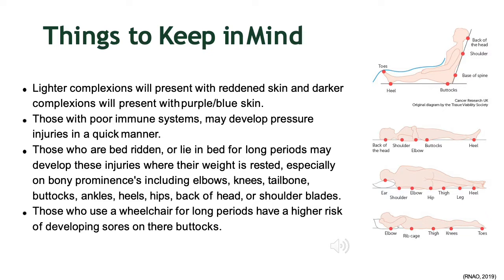Things to keep in mind about pressure ulcers. Lighter complexions will present with reddened skin, and darker complexions will present with purple-blue skin. Those with poor immune systems may develop pressure injuries in a quick manner. Those who are bedridden or lie in bed for long periods may develop these injuries where their weight is rested, especially on bony prominences including elbows, knees, tailbone, buttocks, ankles, heels, hips, back of head, or shoulder blades. Those who use a wheelchair for prolonged periods have a higher risk of developing sores on their buttocks.